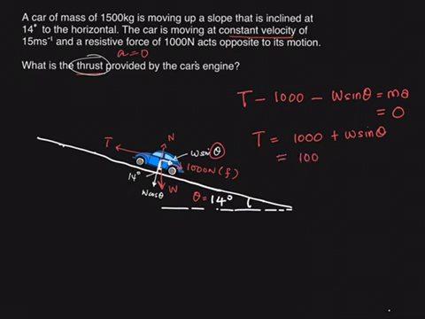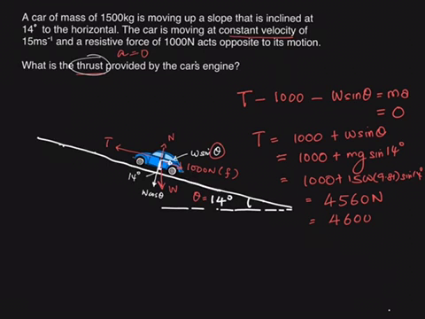And we can put this in: 1000 plus mg sin 14 degrees. You sub in the values, 1000 plus 1500, which is the mass, times 9.81 times sin 14 degrees. You solve it, you get 4560 Newton, and you can also round it to 2 significant figures, which is 4600 Newton. Okay, so we got the thrust, and this is how you solve this question. Hope this helps. Thank you.